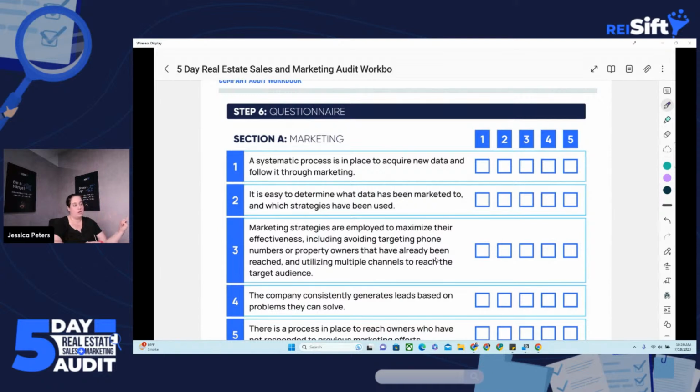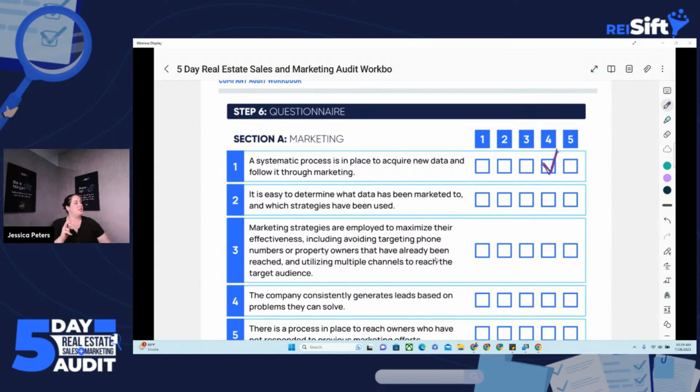If you've done it before, you have a process. Like if you're using REI SIFT, you're uploading it to REI SIFT, then you're skip tracing it, you're getting it ready for marketing, and you have a process in place all the way through until it's ready to market. Meaning you have numbers, or if you're just doing direct mail, then it might be a little bit different. But you have the steps in place to do that. Usually people are pretty good here, so I'm going to give us a 4. Maybe there's something we could tighten up a little bit, but we have that process in place.